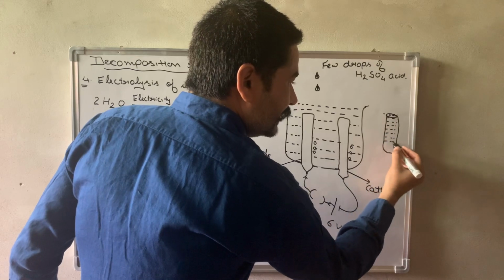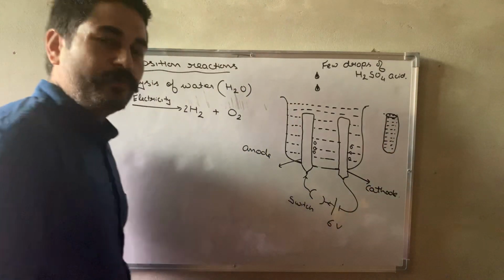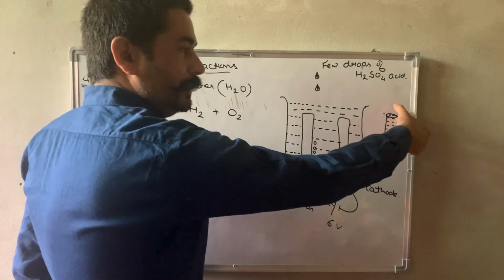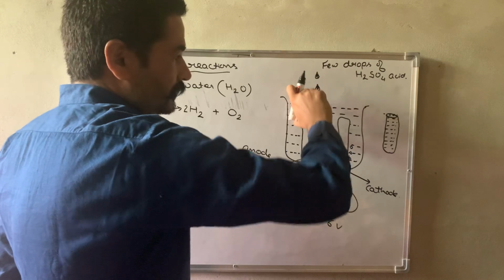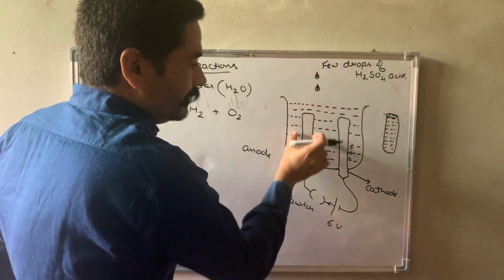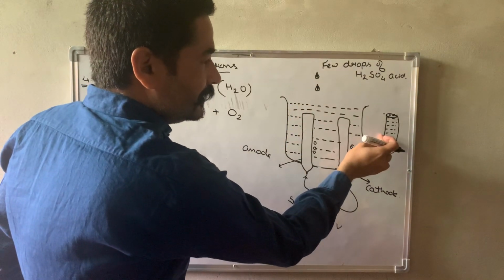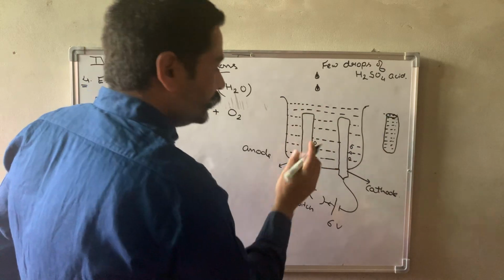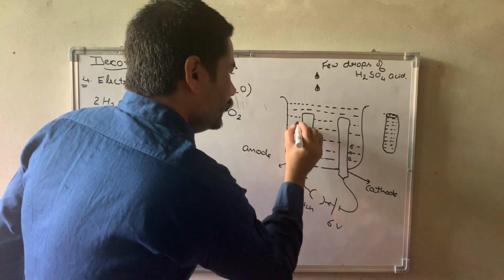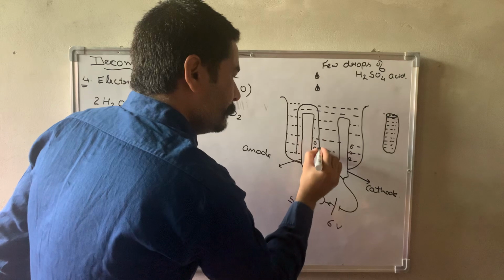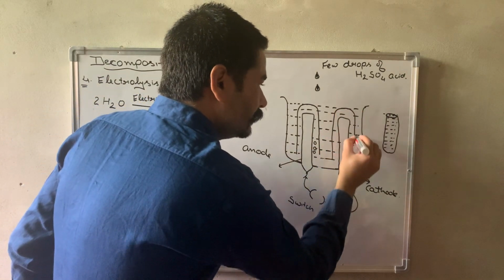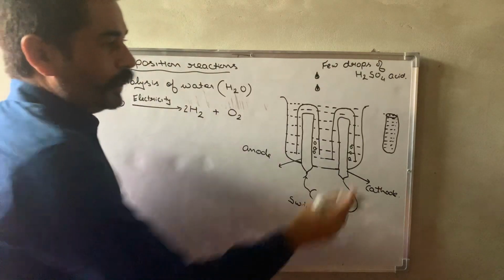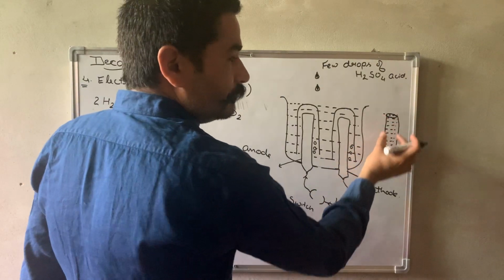Why we are doing this, I'll tell you later. Completely fill the test tube with water, then keep your thumb over it, invert it in the water, then remove your thumb and place the test tube over the electrode. One test tube I am placing on the anode and a similar test tube I am placing on the cathode.